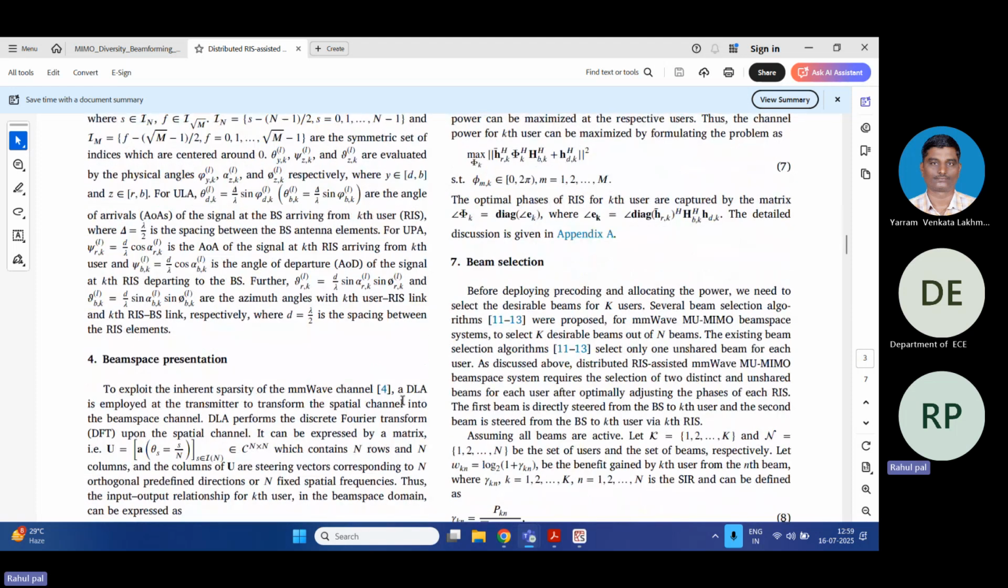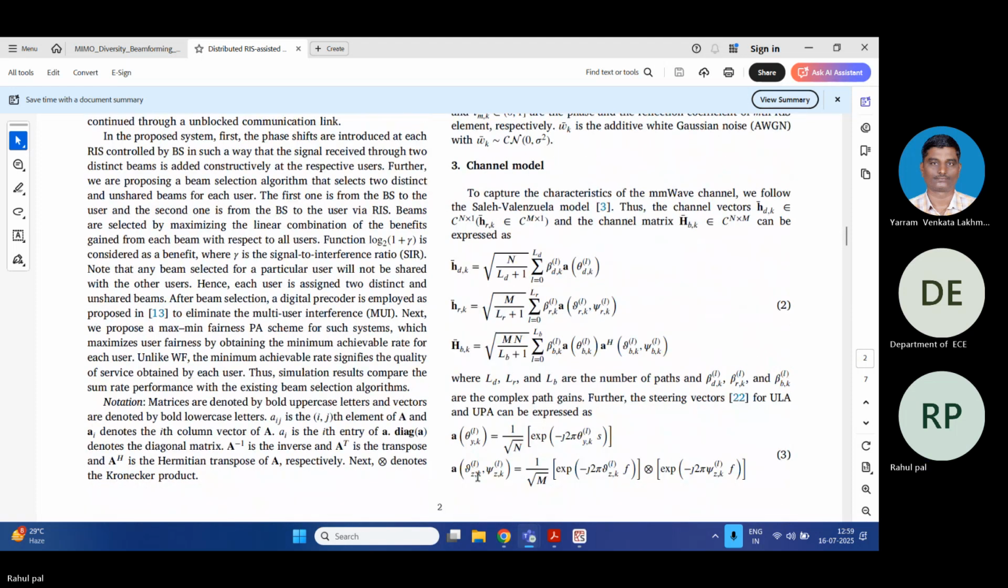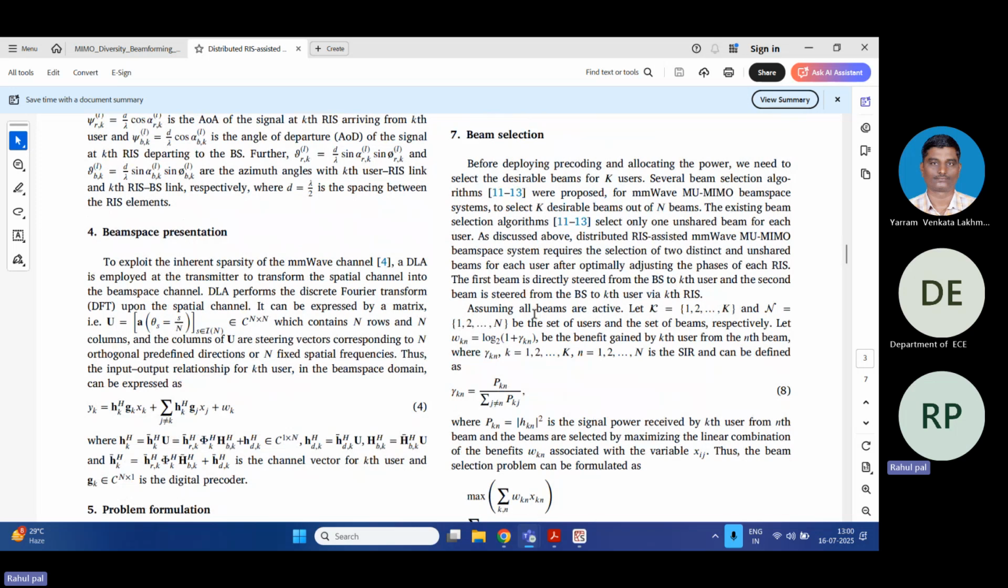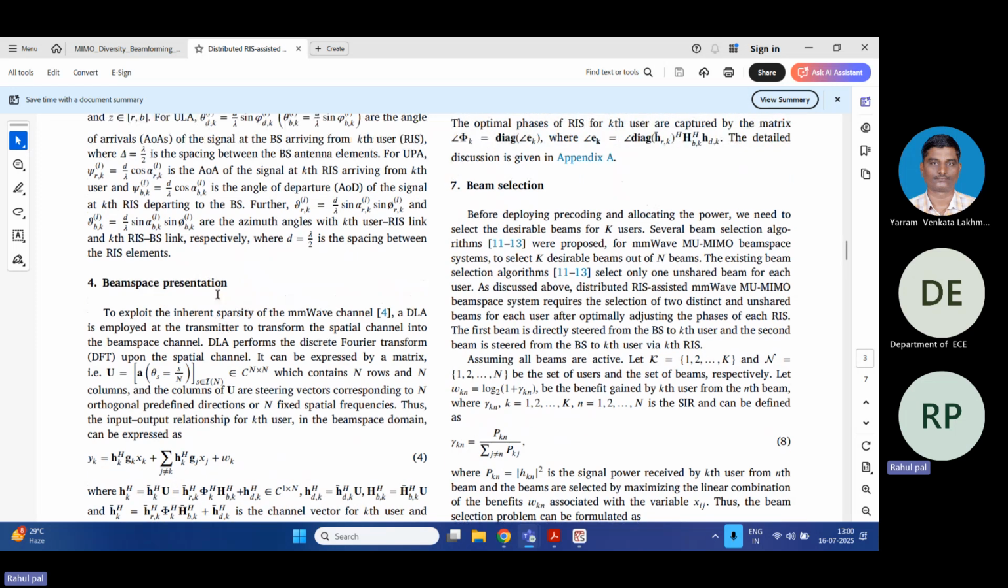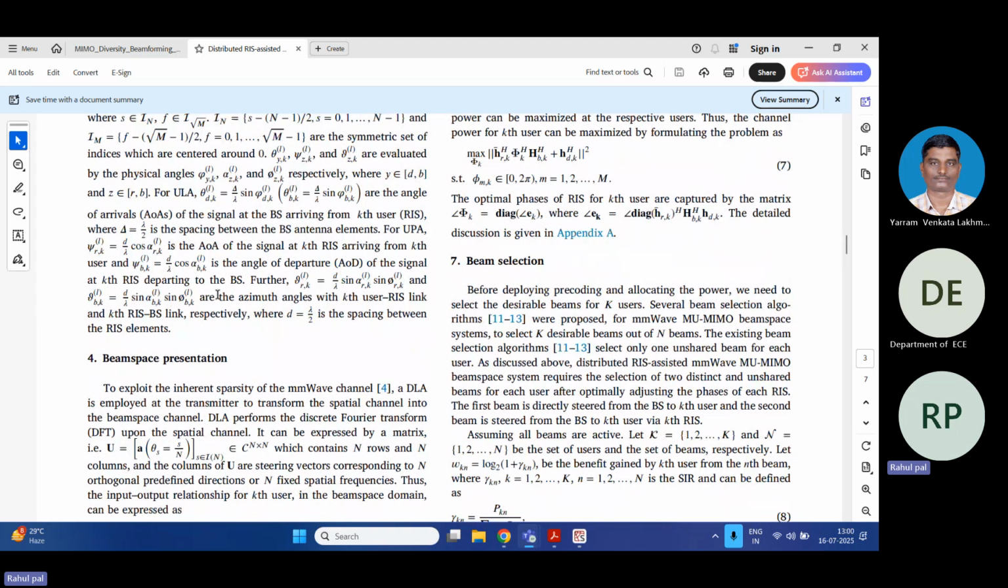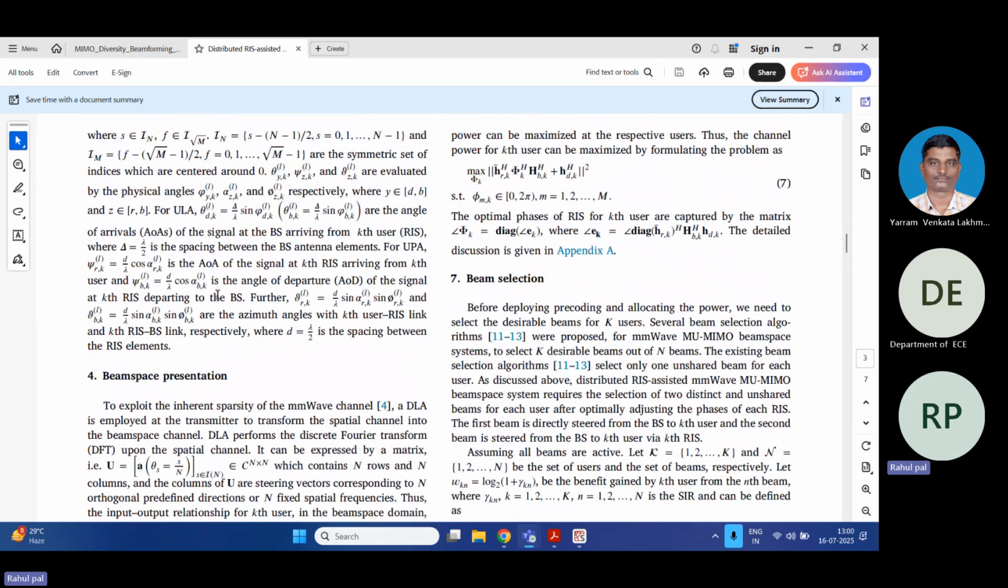These are the channel models that we are using, and this is the final expression for the input-output relationship. So what is the main task here? How to adjust the phases?